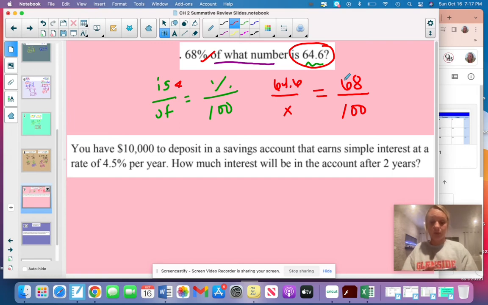64.6 times 100 gives you 6460. Divide that by 68 and you get the answer of 95. So x is equal to 95. And again, you know that makes sense because it's 64.6 out of 95. It's not bigger than that, so that makes sense that it would be 68%.